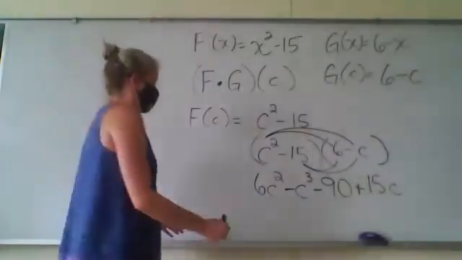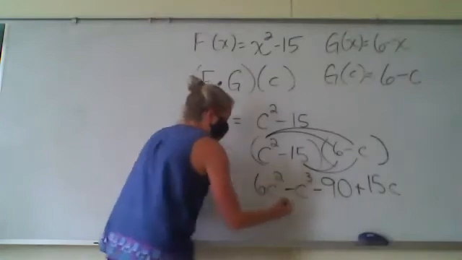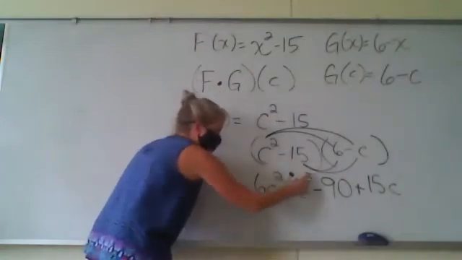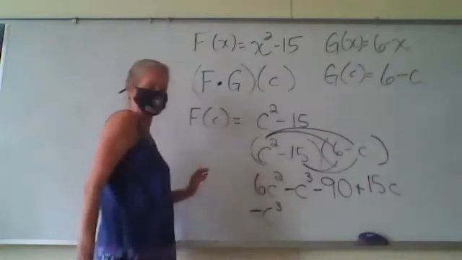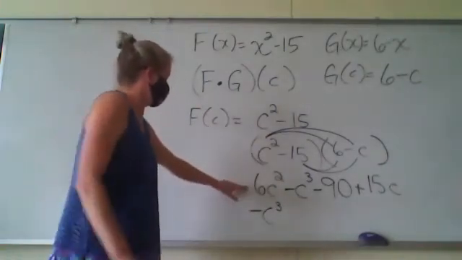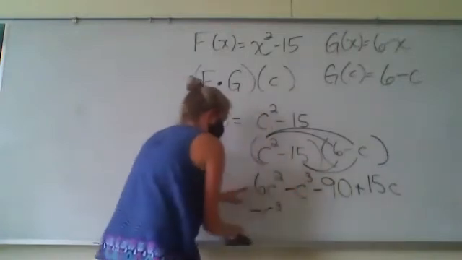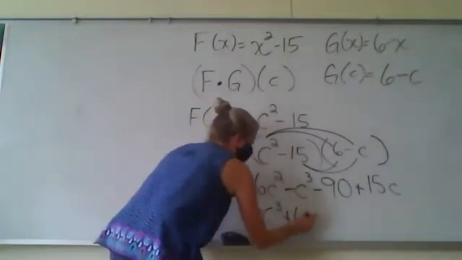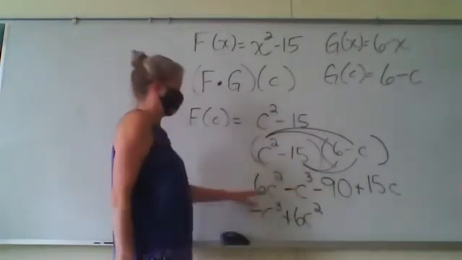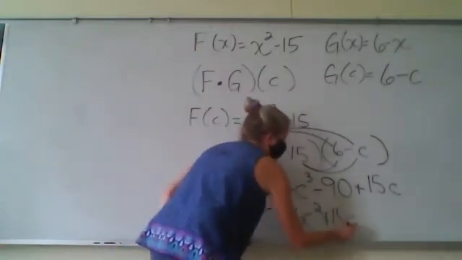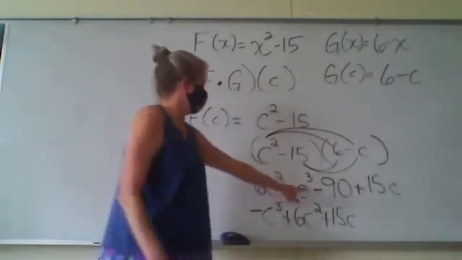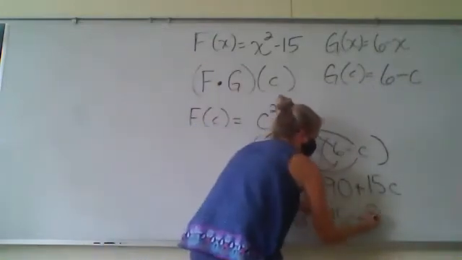So what is the term with the highest exponent? It's this c to the third, and it's a negative. You got to bring the whole term, including the sign. So negative c to the third, then this c squared, so a positive 6c squared, then your c, so positive 15c, and then your plain number, which is -90.